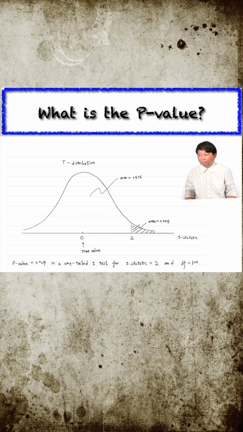However, we obtain that extreme t-statistic from our sample, which implies that the true value of the parameter is highly unlikely to be 0. Our sample gives strong evidence that the null hypothesis is not true. Therefore, we can reject the null hypothesis that beta equals 0 at a significance level as small as 2.4%. A small p-value is evidence that we can reject the null hypothesis.